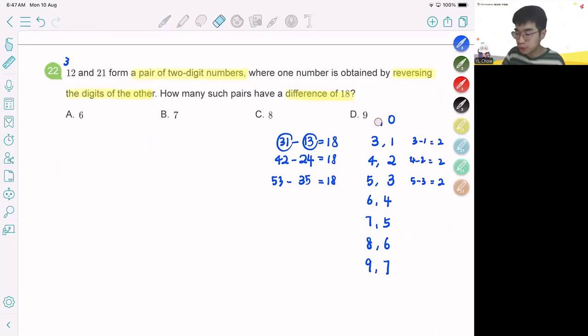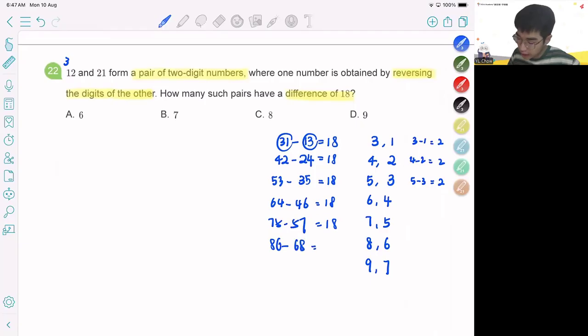I need to make sure the 2 digits that I use can be used to form a pair of different 2-digit numbers. Now each of them, the difference is 2. So let's test out. 64 minus 46 indeed is 18. 75 minus 57 is 18. 86 minus 68 is also 18. Finally, 97 minus 79 is also 18.